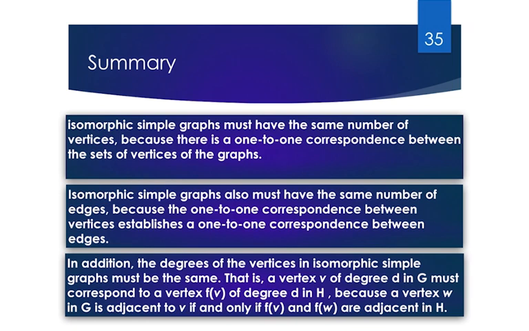In addition, the degrees of the vertices in isomorphic simple graphs must be the same. That is, a vertex v of degree d in G must correspond to a vertex f of v of degree d in H, because a vertex w in G is adjacent to v if and only if f of v and f of w are adjacent in H.